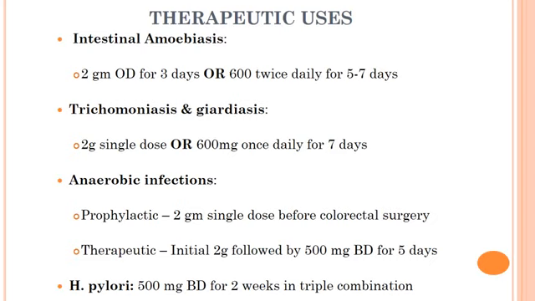Uses of tinidazole: first, intestinal amoebiasis, 2 gram OD for 3 days or 600 mg twice daily for 5 to 7 days. Then trichomoniasis or giardiasis, 2 gram single dose or 600 mg once daily for 7 days. For anaerobic infection, for prophylactic use, 2 gram single dose before colorectal surgery, and for therapeutic use, initially 2 gram followed by 500 mg BD for 5 days. Then for H. pylori infection, 500 mg BD for 2 weeks in triple drug combination.